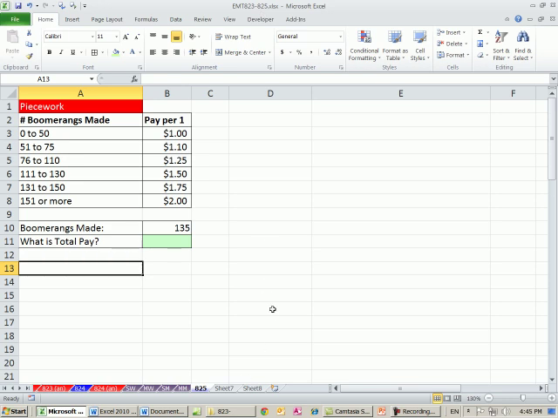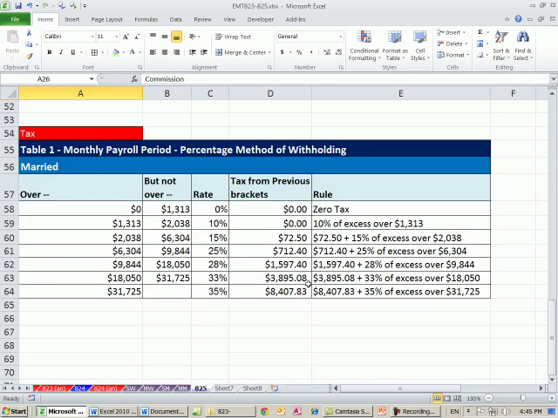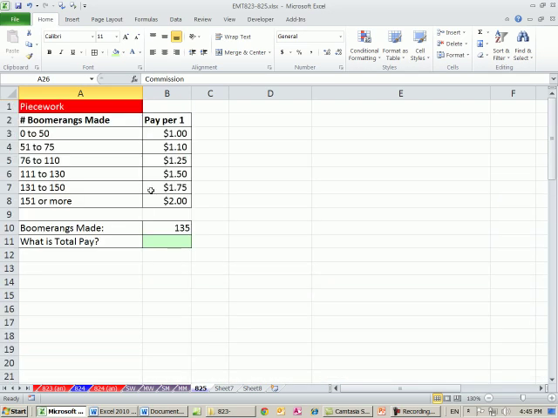In this video, we're going to look at three examples: piecework, commission, and a tax example. In all these examples, you're given a table with various rates. So for piecework, if we're making boomerangs, the first 50 is paid $1. Then from 51 to 75 is paid $1.10, etc.